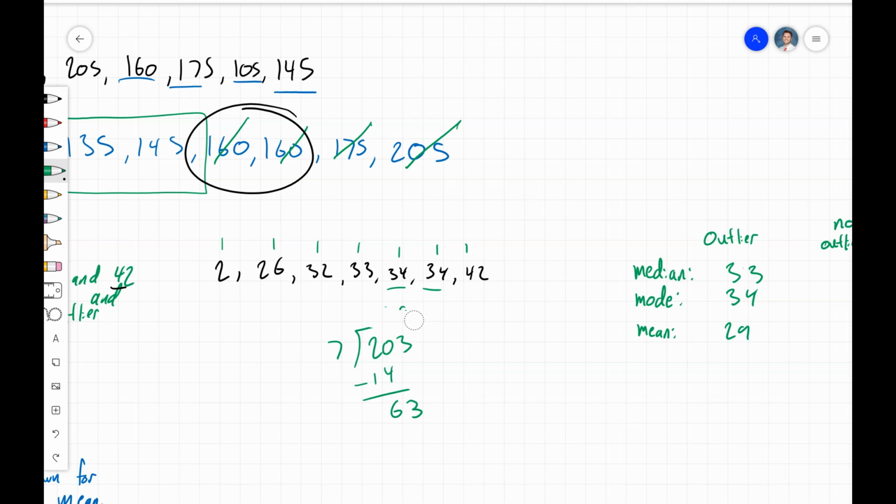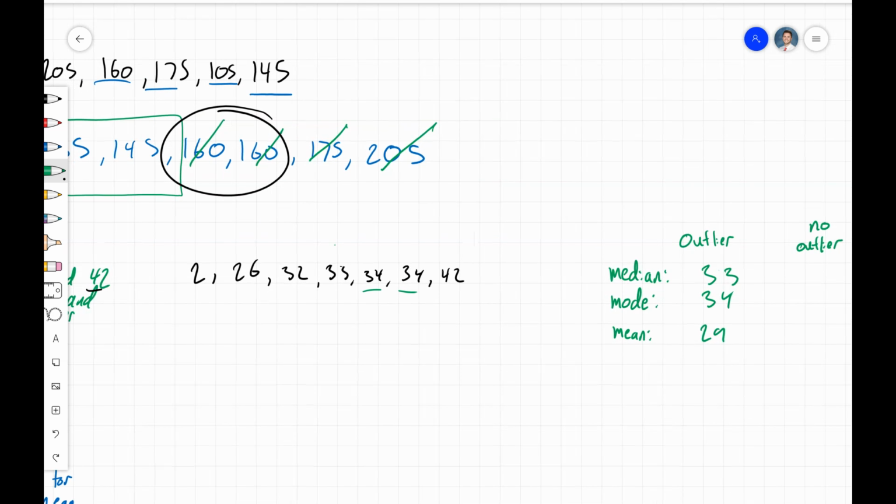Now, looking at this data, we can probably recognize that there is an outlier. We see that this number 2 is way, way less than all of the other numbers. Everything else is between 26 and 42, so pretty close to 30. 2 is much, much smaller. So that would be our outlier. If we want to find our median, mode, and mean without it, we'll just ignore that 2.